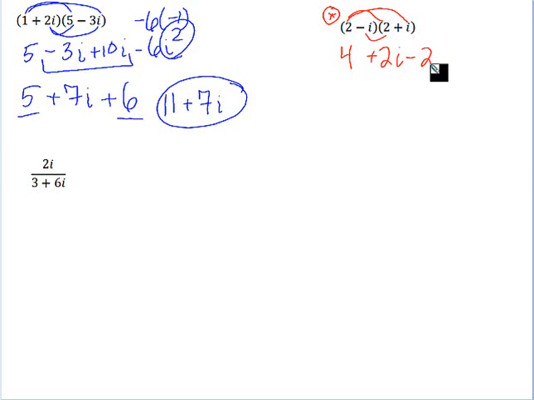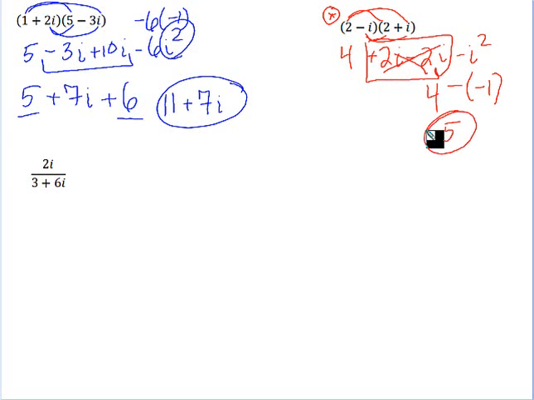Negative i times 2 is minus 2i. And negative i times i is a minus i squared. Notice our 2i minus 2i cancels each other. Our minus i squared would change to a minus a negative 1. So we have 4 minus a negative 1, or just 5.